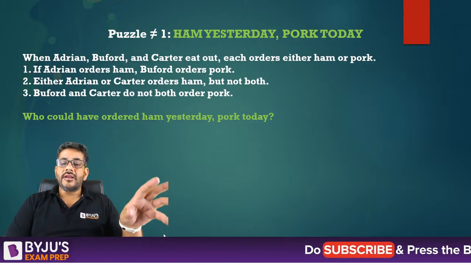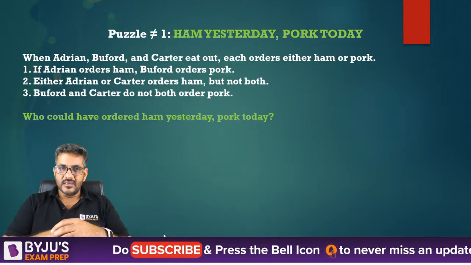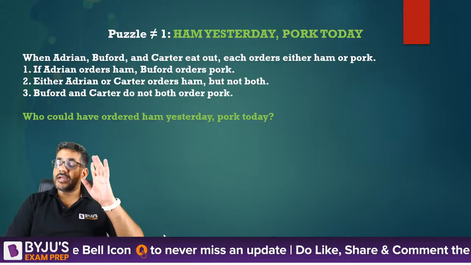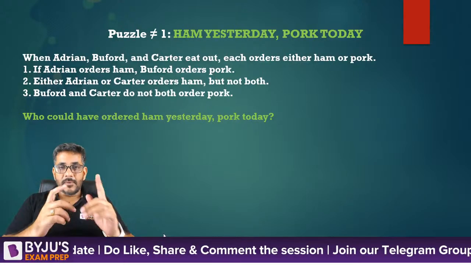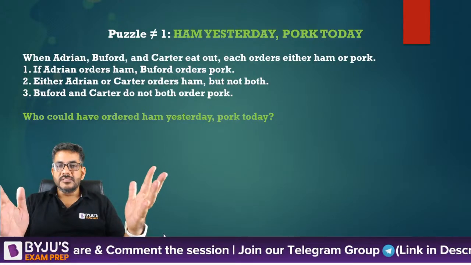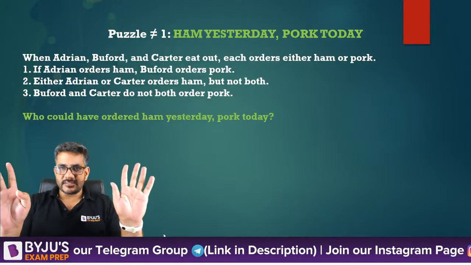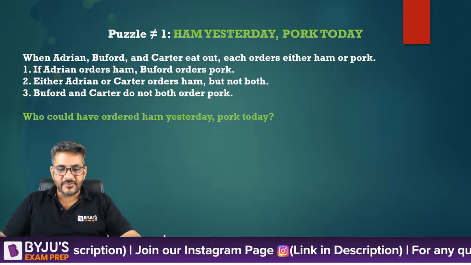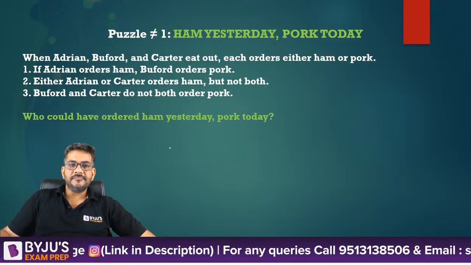Who could have ordered ham yesterday, pork today? That means in all those cases, there is one person who can order ham as well as who can order pork. But the other two people, they would always be ordering only one of the two things in all the cases, right? So we will check that. So now who is that person that we have to figure out? Let's start doing it. बनाना शुरू करता हूं मैं.